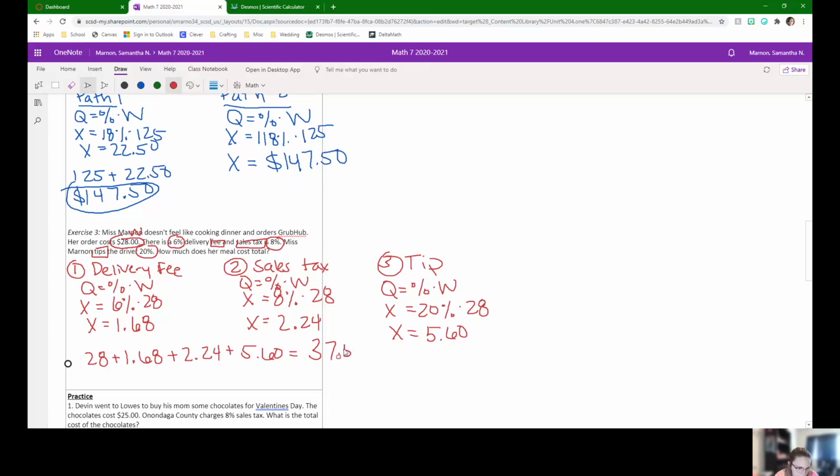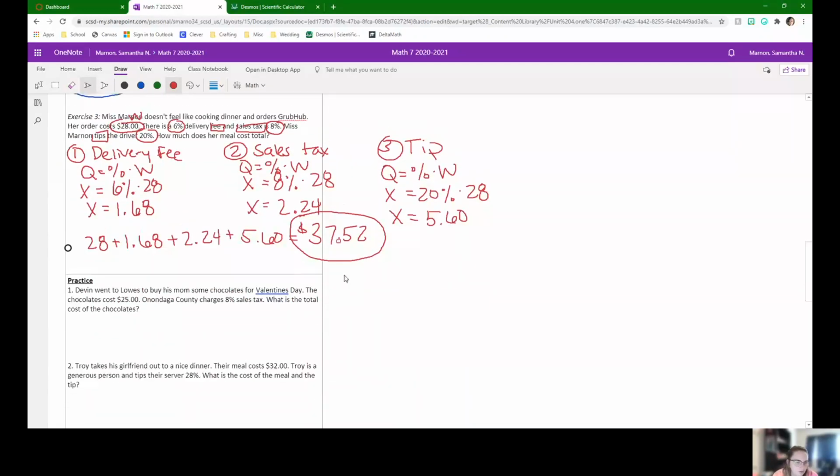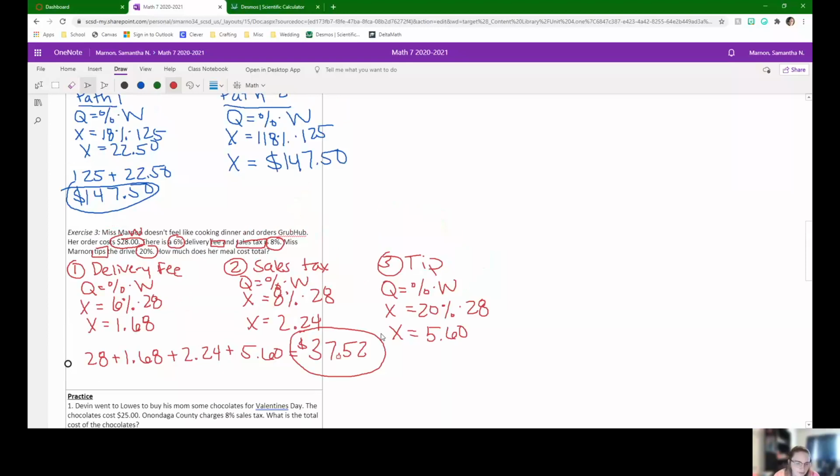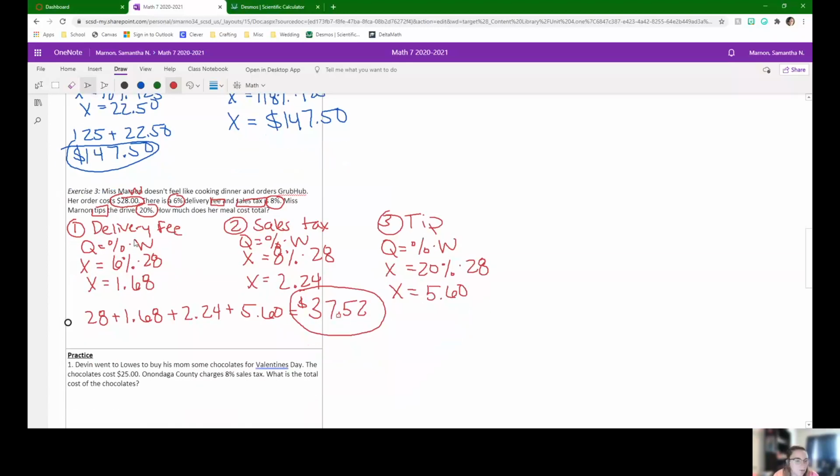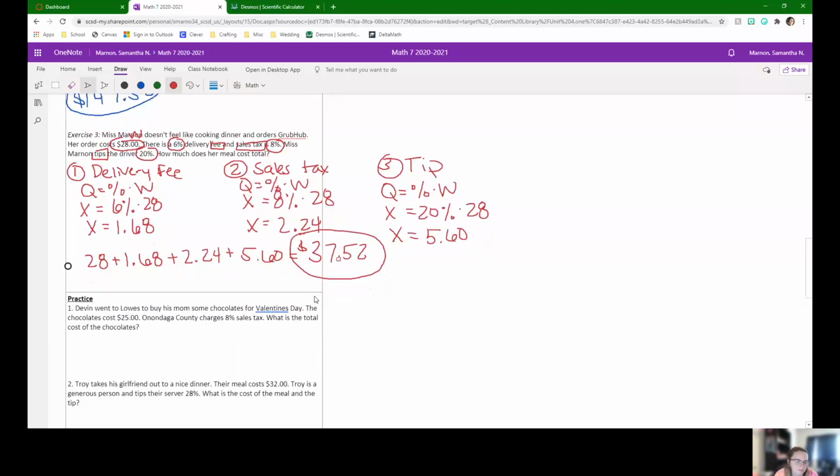So we can see that ordering out sometimes gets pretty expensive pretty quickly. This was actually a pretty cheap delivery fee, but you can see my $28 meal ended up being almost $10 more by the end of it once we added in all the sales tax and the tip. So when you guys do order out, make sure you're keeping in mind all of the different fees that are going to be added on when you're ordering. So this was a 3-step problem. It had so many different pieces in it, but it wasn't that bad when we broke it down into just 3 different parts and kept it nice and organized, and we added it all together.